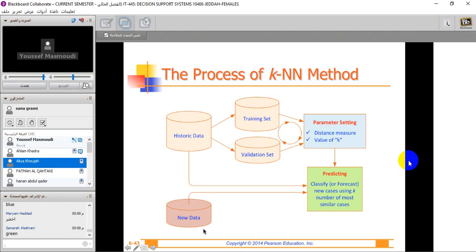The process of KNN methods. So you have historic data. You divide this historic data into training set and validation set. And then you define the parameter settings: the distance measure and the value of k. Then you will predict based on the historical data and the parameters that you decided here. So classify or forecast the new cases using k number of most similar cases when you have new data.